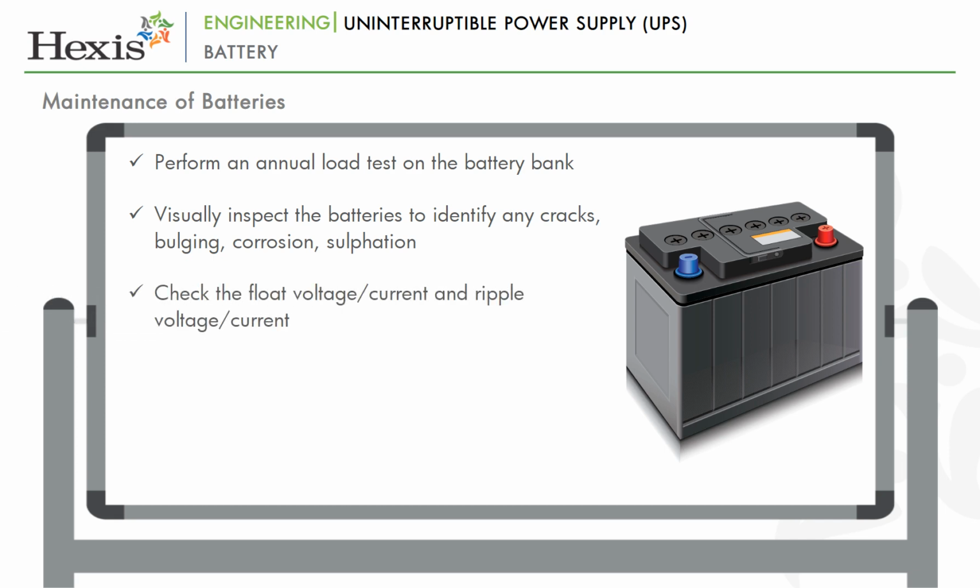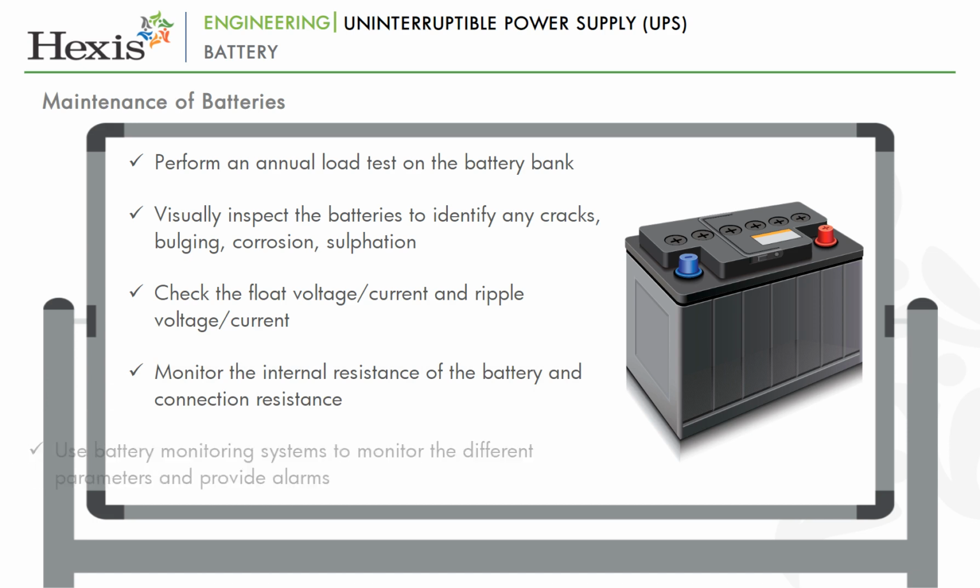Check the float voltage or current and ripple voltage or current. Monitor the internal resistance of the battery and connection resistance. Use battery monitoring systems to monitor the individual battery voltage, impedance, temperature, as also the string voltage and current, and provide alarms.